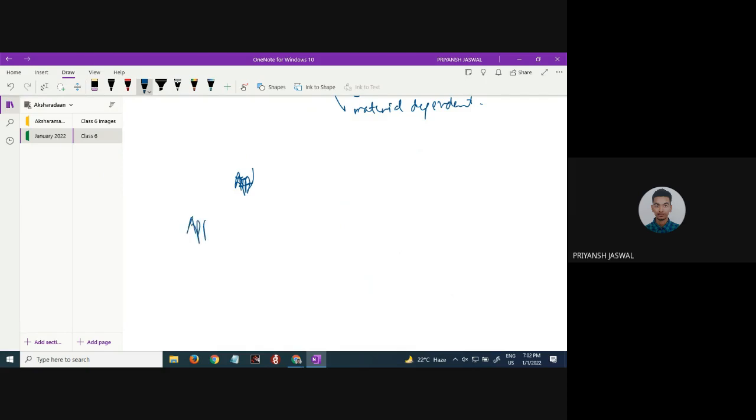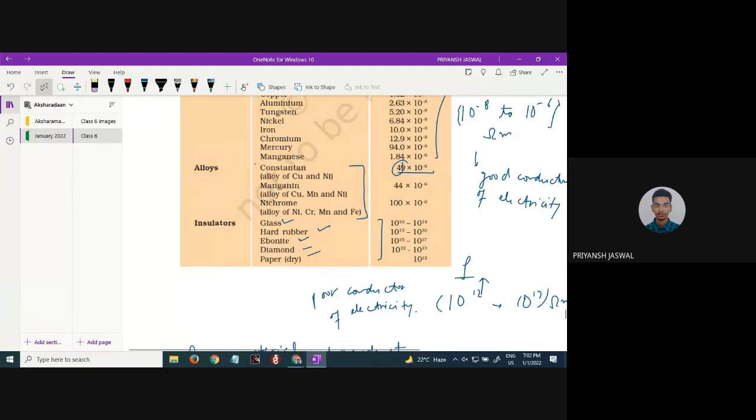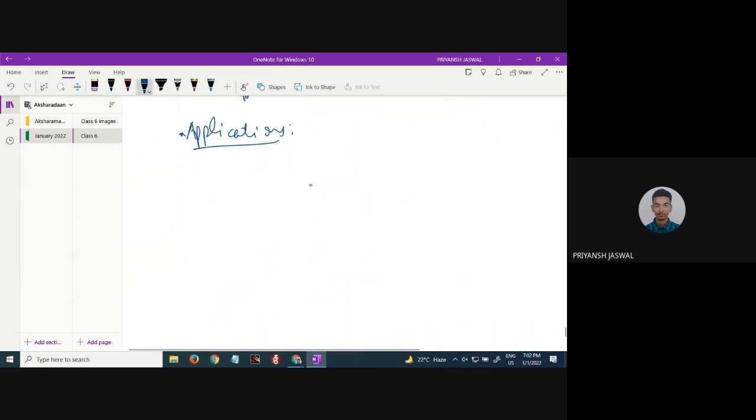So applications. The alloys which lie between the conductors and the insulators, these materials, the constantan and these are made of more than one conductor. Manganese, nichrome. These alloys, they do not oxidize easily. That is, they do not burn. If the temperature is increased, then they will not start burning.